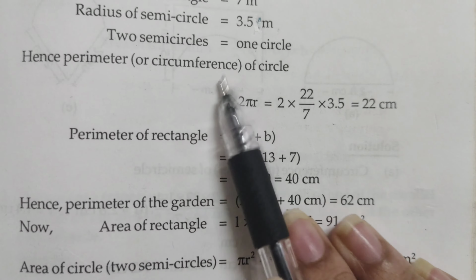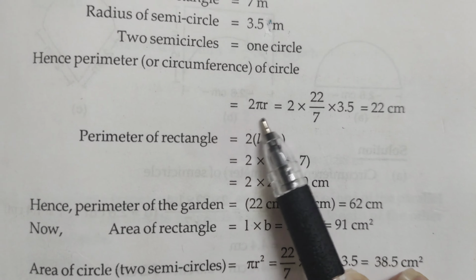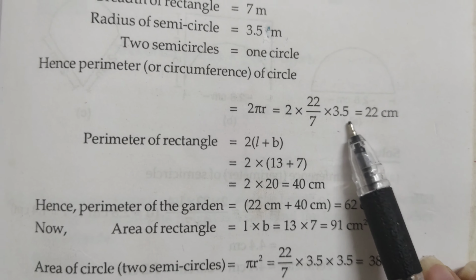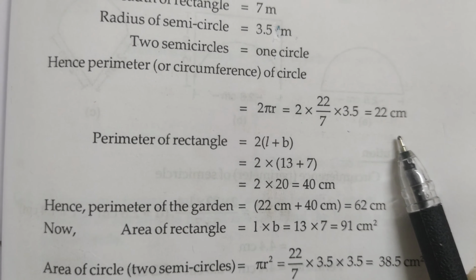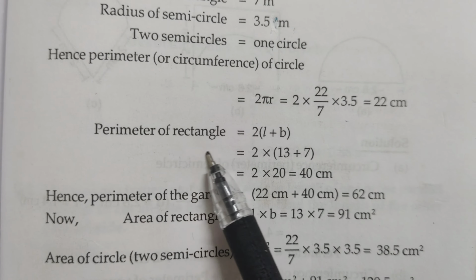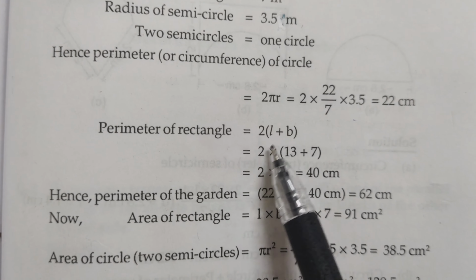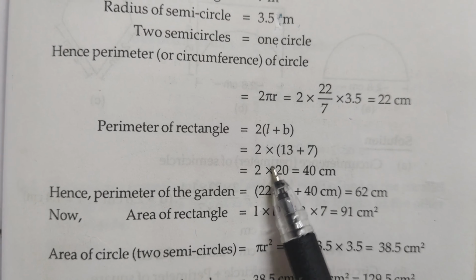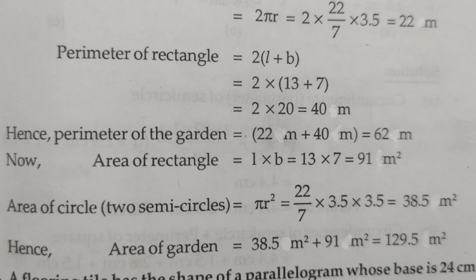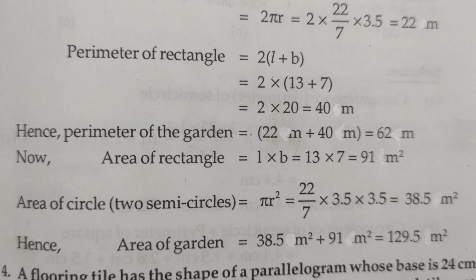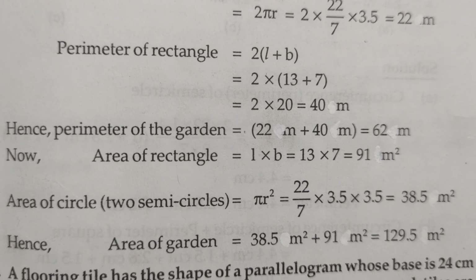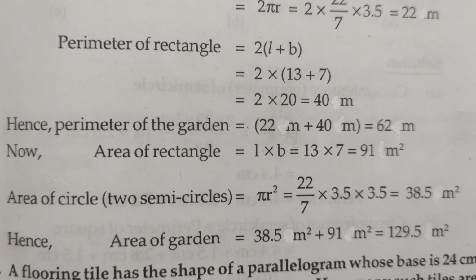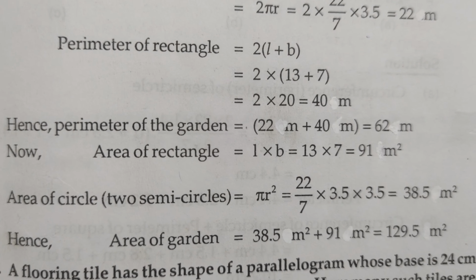Hence, perimeter or circumference of the circle is equal to 2 pi r, which is 2 into 22 upon 7 into 3.5, is equal to 22 meter. Perimeter of rectangle is equal to 2 into (length plus breadth). So 2 into length is 13 meter plus 7, 2 into 20 is equal to 40 meter. Hence perimeter of the garden is equal to 22 meter plus 40 meter, which equals 62 meter.